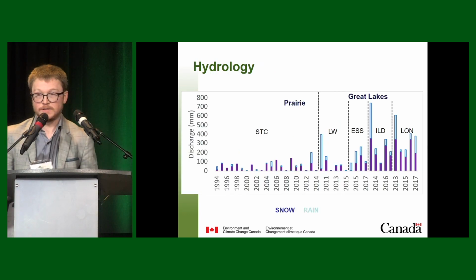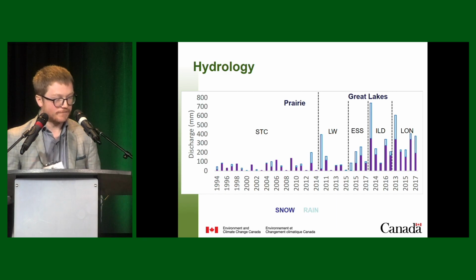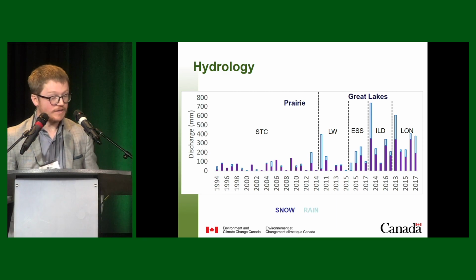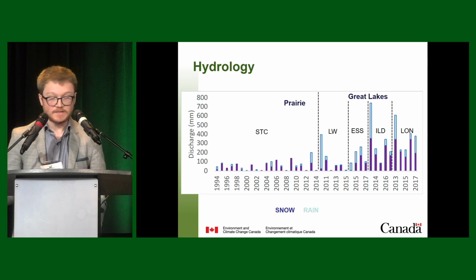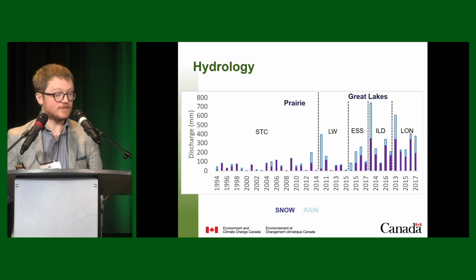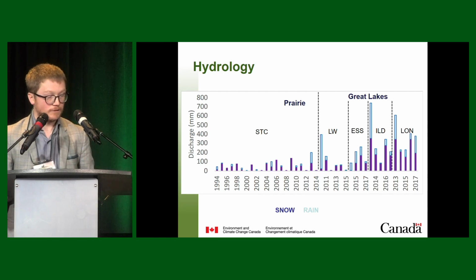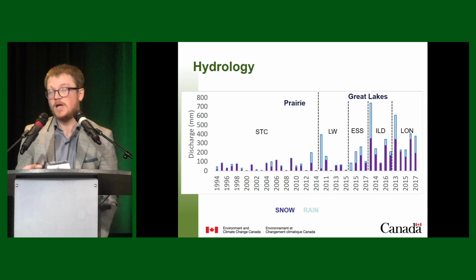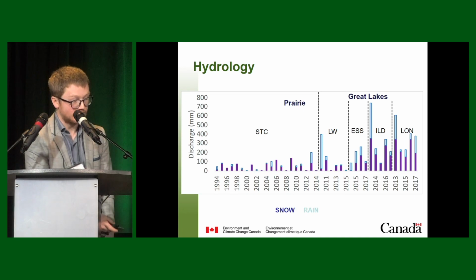Now, what does that mean in terms of hydrology? So we're reporting discharge here over various years and two different conditions, the prairies on the left side of the figure and then various locations within the Great Lakes on the right. And so what of course stands out is in absolute terms the greater discharge from the Great Lakes relative to the prairies, but also the greater dominance of rainfall under that eastern or central Canadian context relative to the prairies.